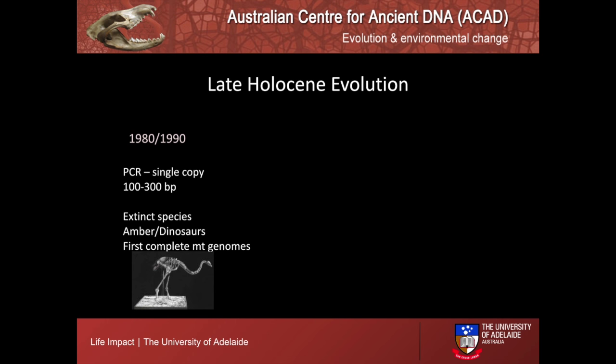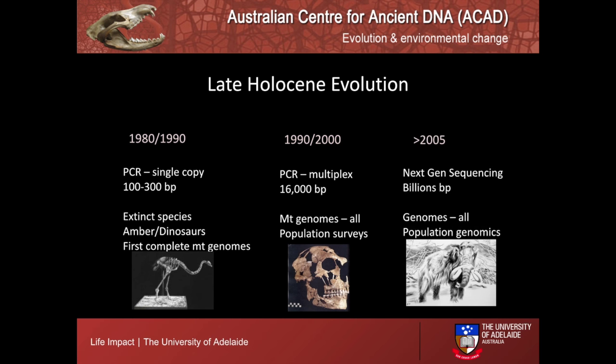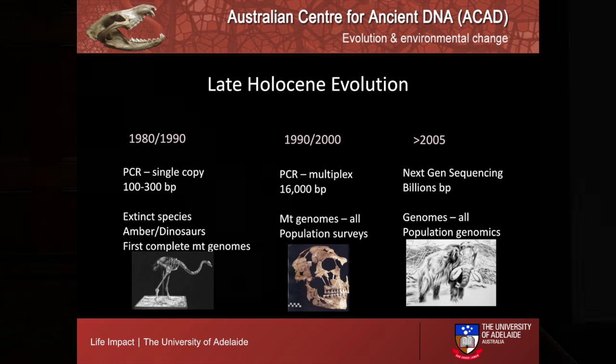And certainly compared to advances in PCR technology, where we can multiplex and generate mitochondrial genomes very rapidly, and we're doing this for all kinds of species, performing the first population surveys, to the big changes you've heard about where next generation sequencing has made it possible to generate billions of base pairs within single days, and suddenly we're now sequencing entire genomes for everything. So to go from this to this in 25 years is nothing short of revolutionary, as you've heard.